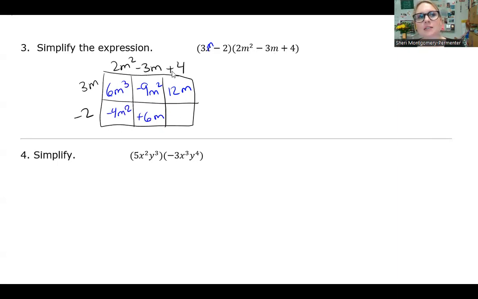And then for my very last square, I've got 4 times -2, so that's -8. For these, I can look for like terms as well. I can't do anything with the first or the last, but that's an m squared and an m squared, so those can go together. And m, those can go together. So I'm going to combine like terms diagonally and rewrite. So this becomes 6m to the third. I can't combine anything with that. -9 minus 4.